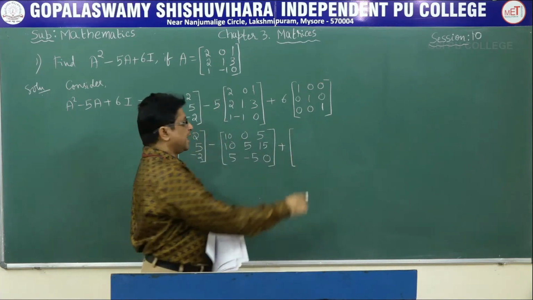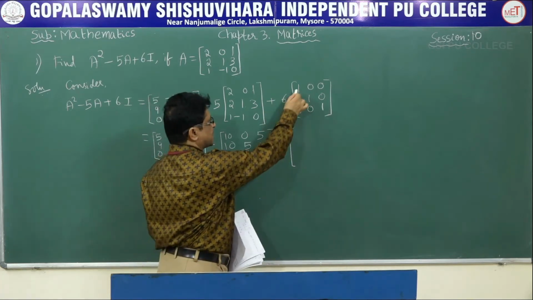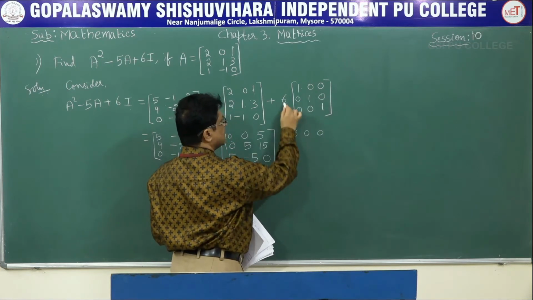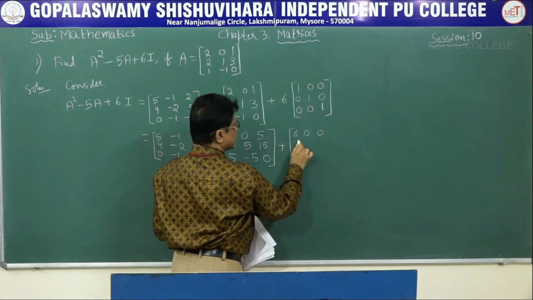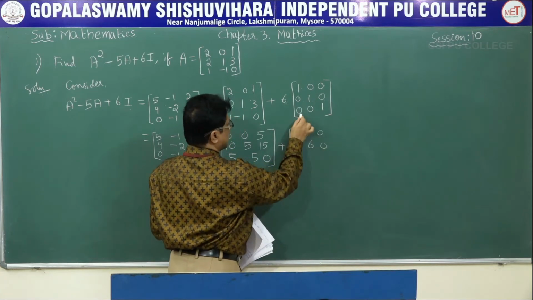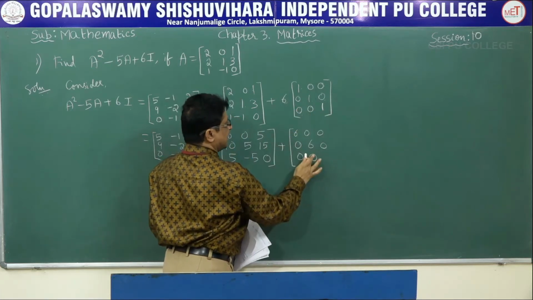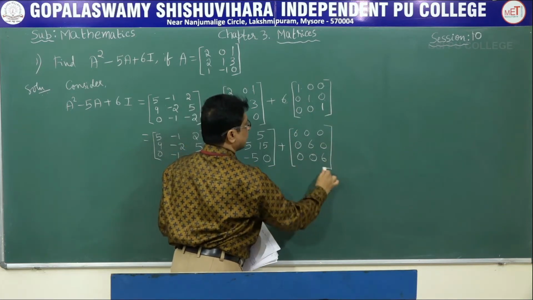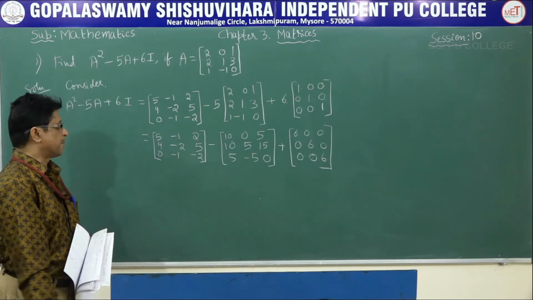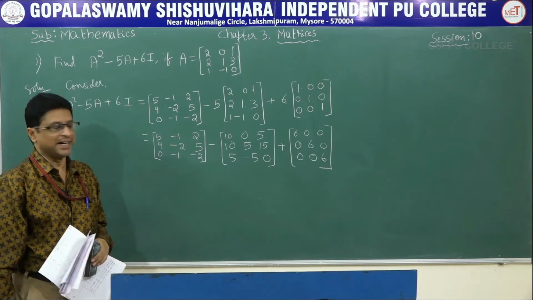We multiply this identity matrix by the scalar 6. So, 6 into 1, 6, 0, 0, 6 into 0, 0, 6 into 0, 0, 6 into 0, 0, 6 1s are 6, 6 zeros are 0, 6 zeros are 0, 6 into 0 is 0 and 6 into 1 is 6. Next, we add or subtract according to the given problem the corresponding elements.